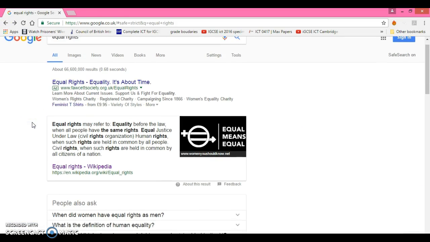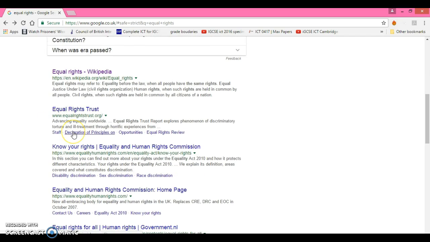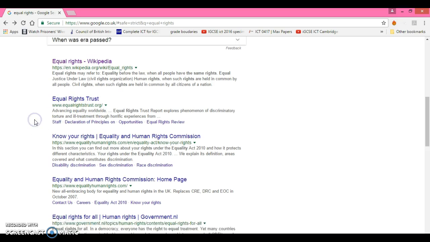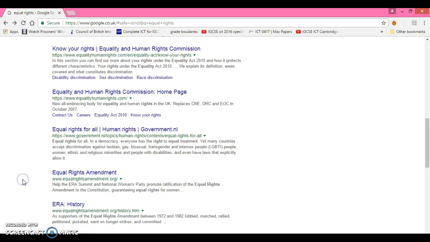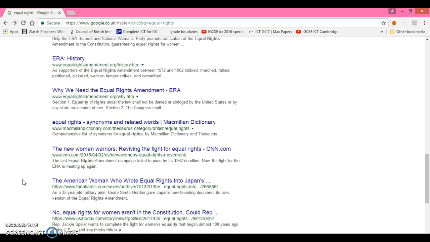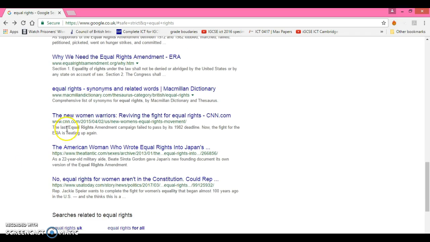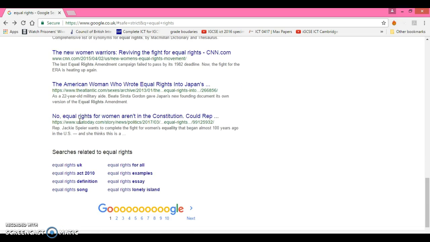But when I look down this page, okay, I would use, not Wikipedia, even though it's .org, equalrightstrust.org, because it's an organisation, okay? I may look at this one, equalityhumanrights.com, but if it's got lots and lots of advertisements or spelling or grammar inconsistencies, I wouldn't use it. I would use a site that is a government website. Okay, I may use CNN.com because it is a news website. It's a worldwide news website. So I would actually choose my sites very, very carefully.